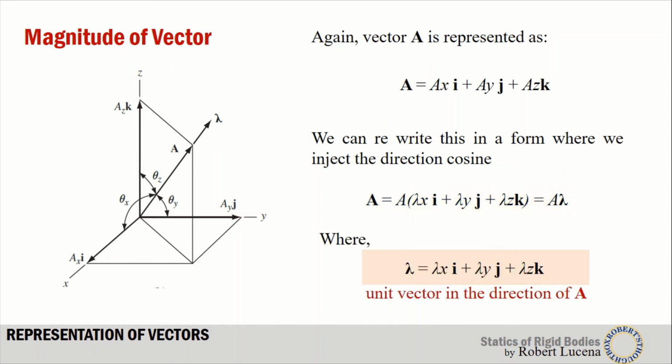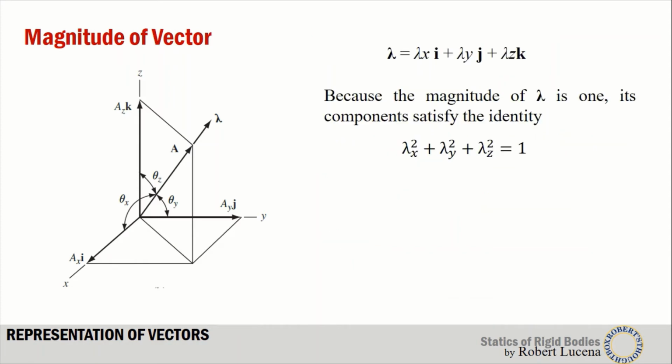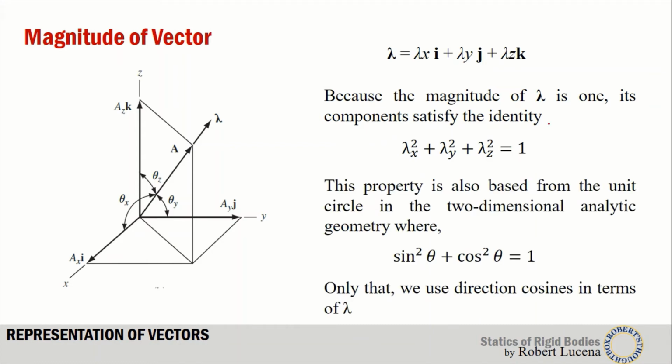Okay, now the unit vector is in the form of this one. Lambda equals lambda x i plus lambda y j plus lambda z k. Now, because the magnitude of lambda is 1, the sum of the squares of its components equals 1. This property is also based on the unit circle in two-dimensional analytic geometry. From the unit circle, recall that sine is the y component, cosine is the x component, and they have a hypotenuse equal to 1. Only that we use direction cosines in terms of lambda.